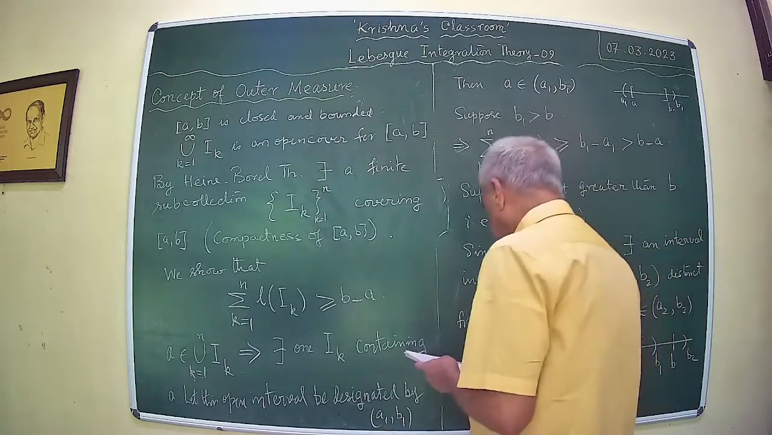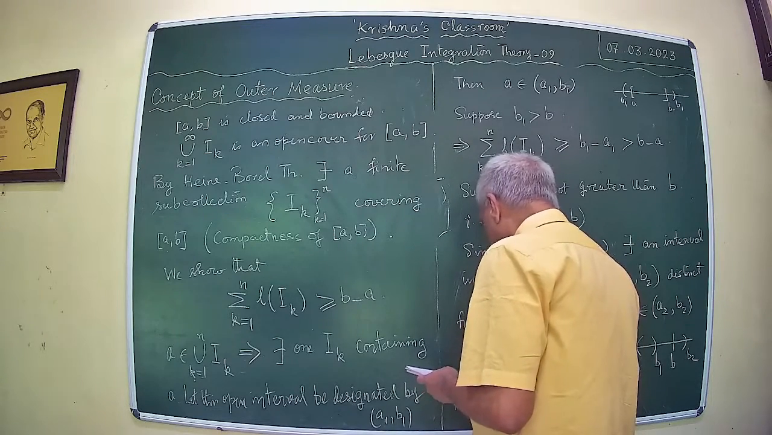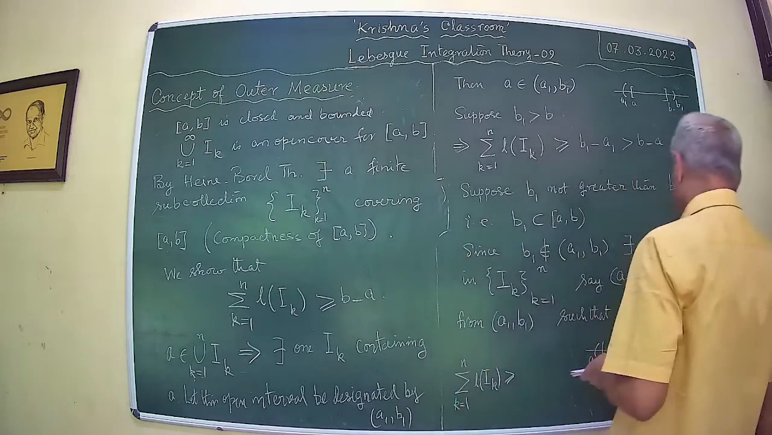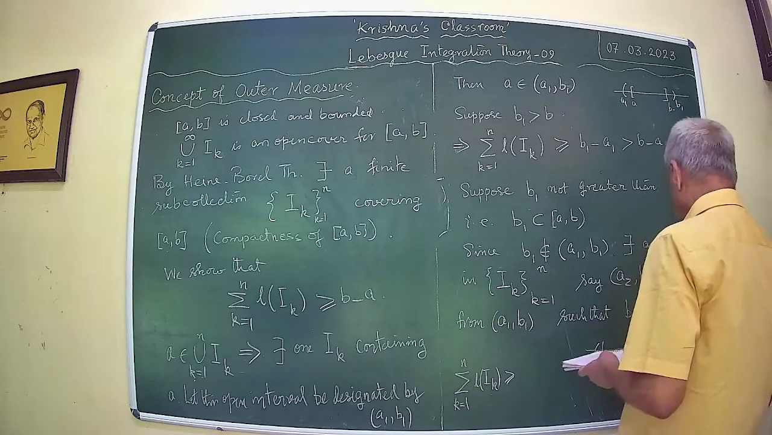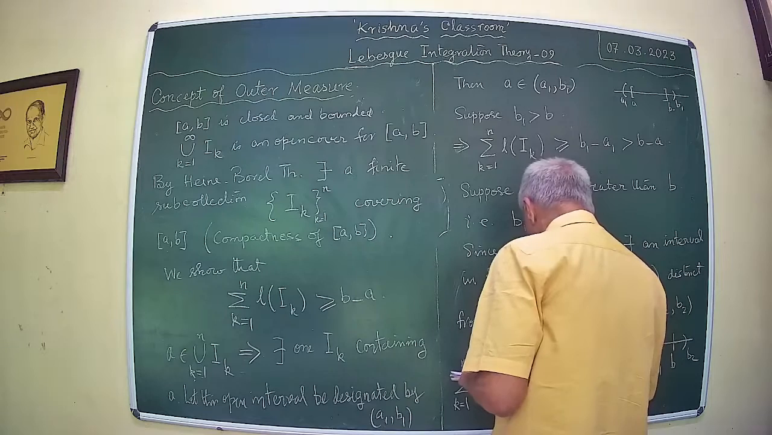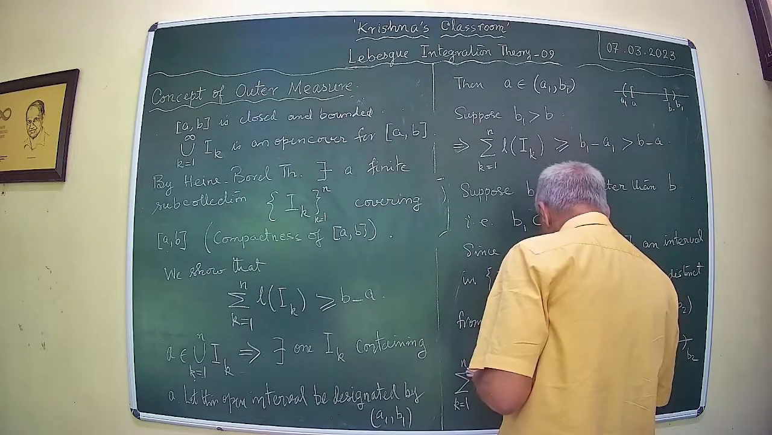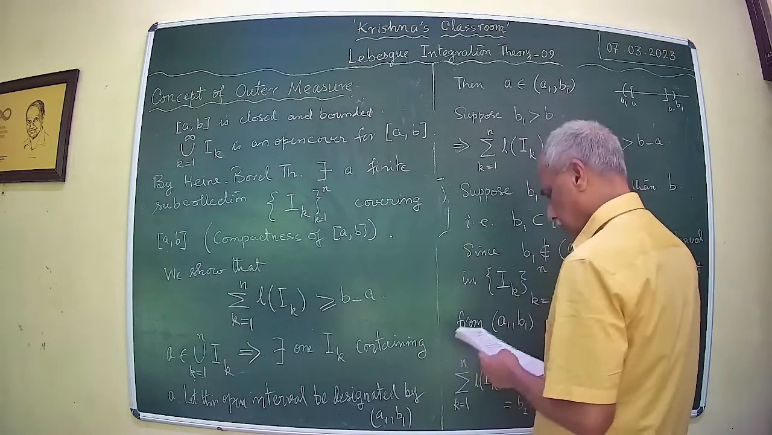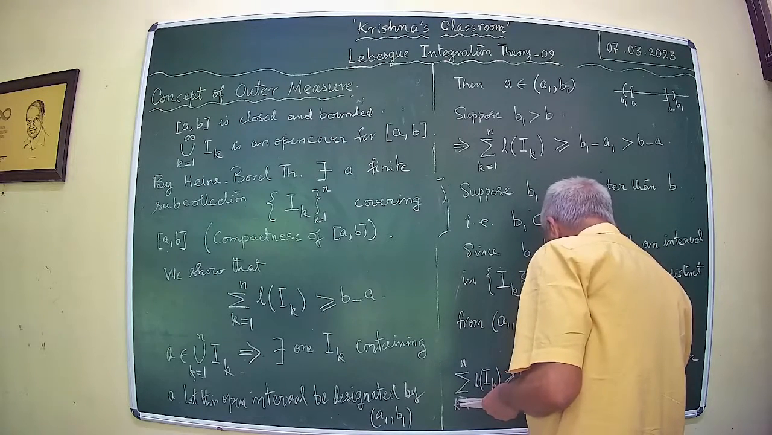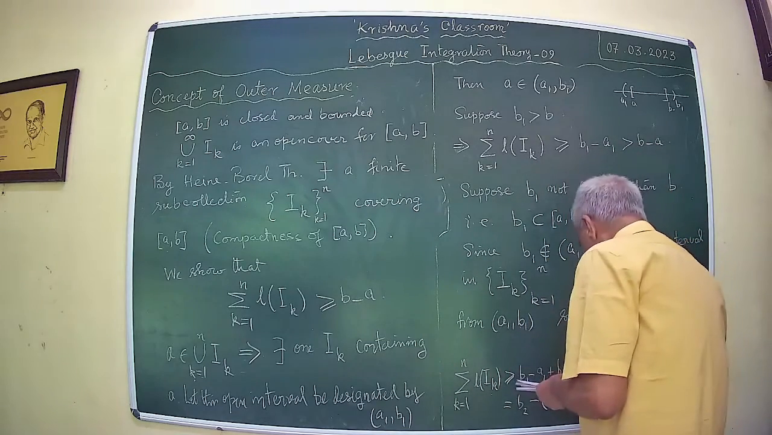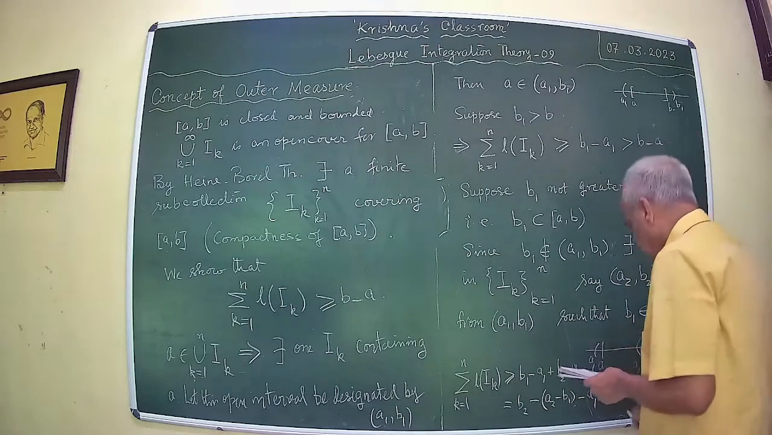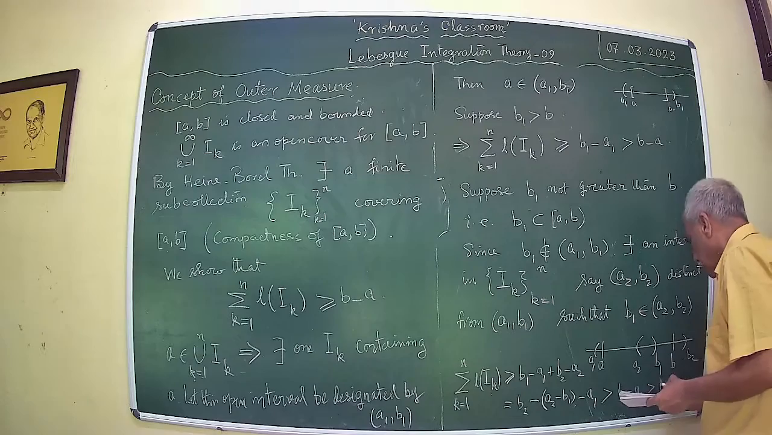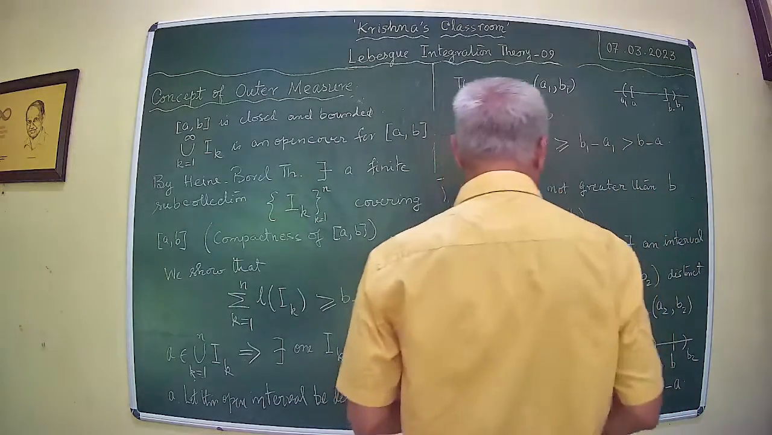And then of course what you have is that the sum of the lengths, k equal to 1 to n, is greater than or equal to B1 minus A1 plus, and that gives this as B2 minus A1, and this is certainly greater than B minus A. Therefore, the inequality holds good in this particular case also.